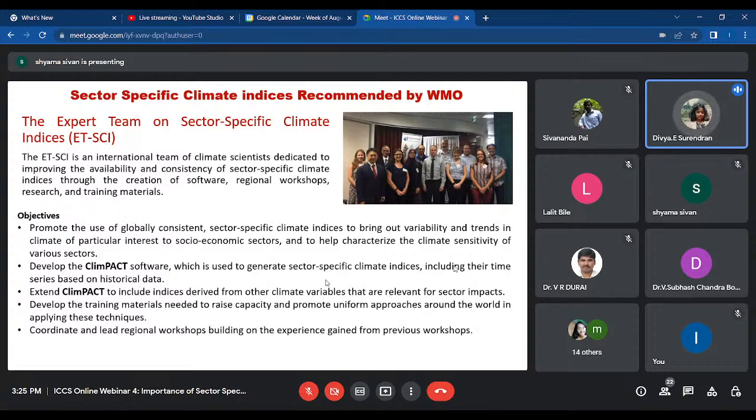In order to address all these applications with respect to different sectors, WMO has formed an expert team on sector-specific climate applications. Here they have derived different types of indices using a software known as Climpax, and it is easy to interpret with respect to the requirements of different sectors. So this is the team, and these are their objectives. Next slide.